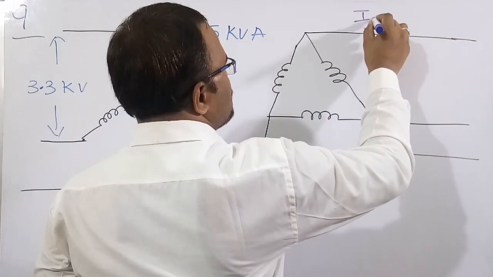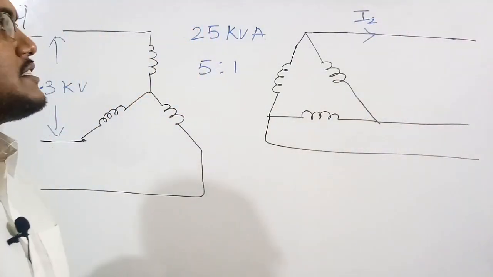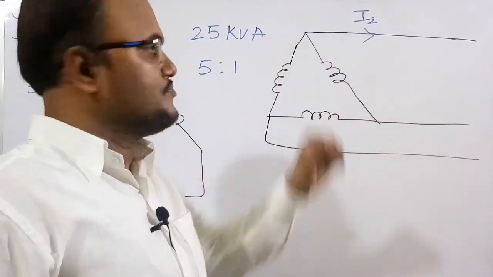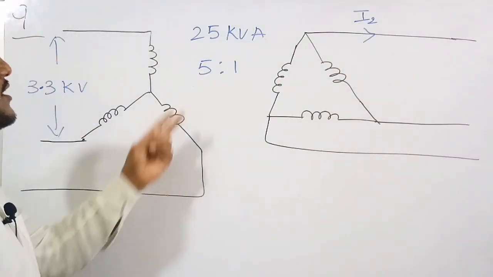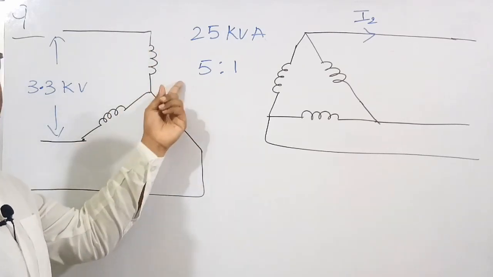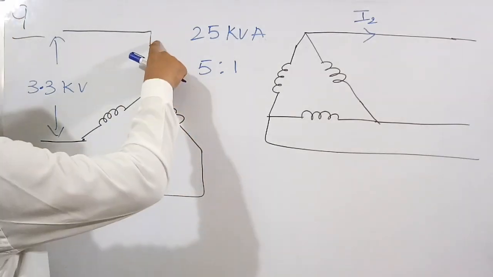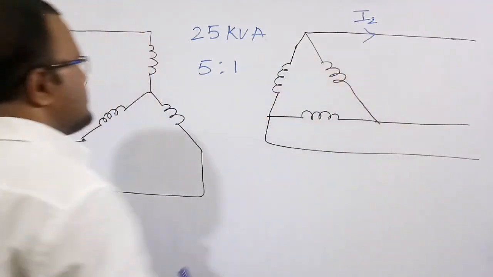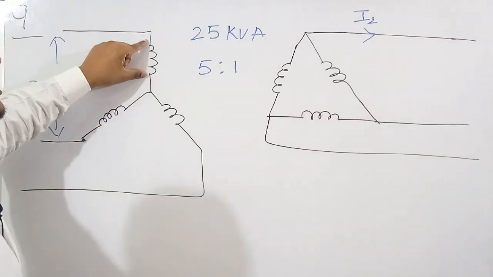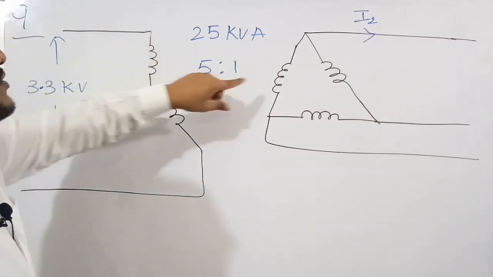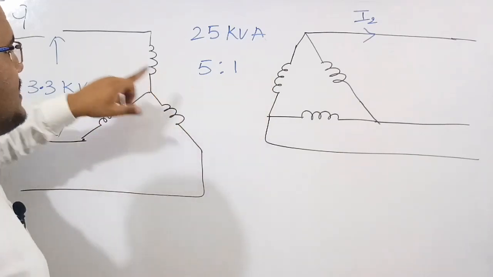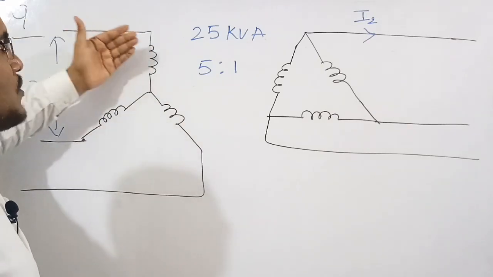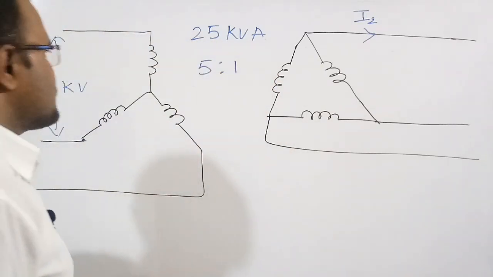Let me assume this is I2. I2 is the line current, and this line current is also an RMS value. So they are asking what is the value of I2. The rating is 25 kVA and the turns ratio is given per phase. Here is one phase, second phase and third phase. Similarly, one phase, another phase and another phase. Suppose the turns ratio is 5:1, meaning if in this winding there is one turn, then in the corresponding winding there will be 5 turns, 5 times more than the secondary side turns.